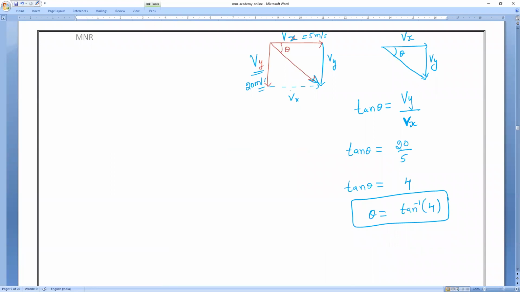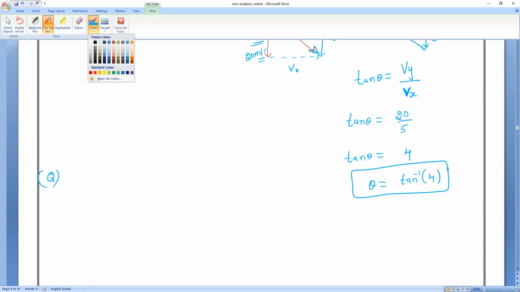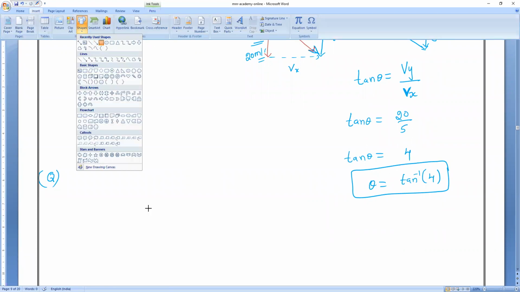Okay, if you understand till here and complete this one, then I will give you the next question. I will draw the next question diagram, and you all start solving that. So again, I'm taking a tower, a tower of height 20 meters.